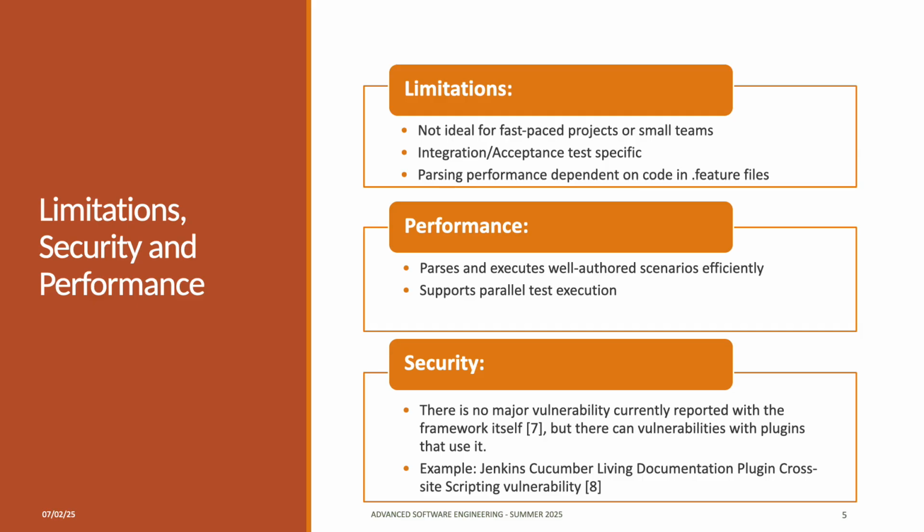Cucumber does have some limitations. It's not ideal for fast-paced projects or small project teams, mainly because feature files can be some overhead and some extra labor to document your specifications at that code level. And if they aren't written well or correctly, that can slow down your development if you're having to keep going back and fix feature files to get your testing aligned.